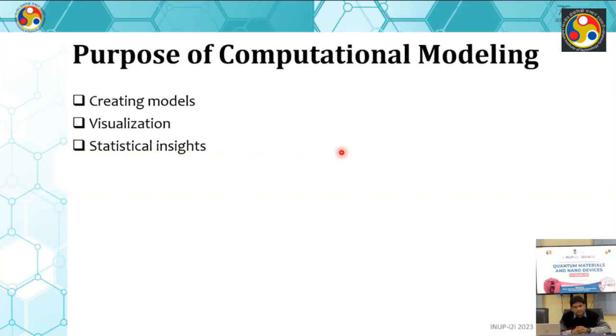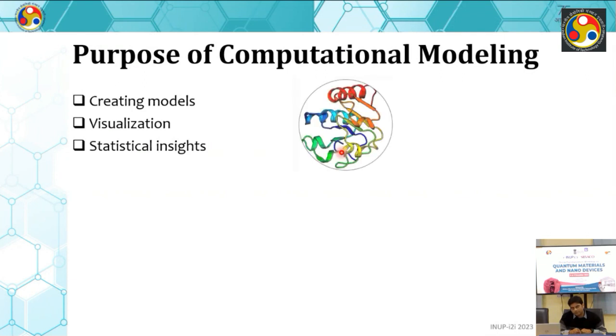So the first thing is why we basically want computational modeling, because in the era of instrumentation, where we can get real-time validation of what is happening within our sample, what is the requirement to do the same experiments in the in silico platform? So the first reason is, first we want to create the model and we want to see the spatial location of each atom with respect to the environment.